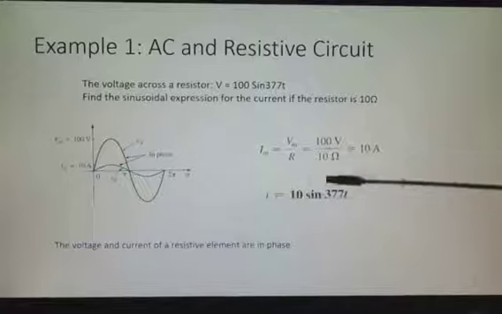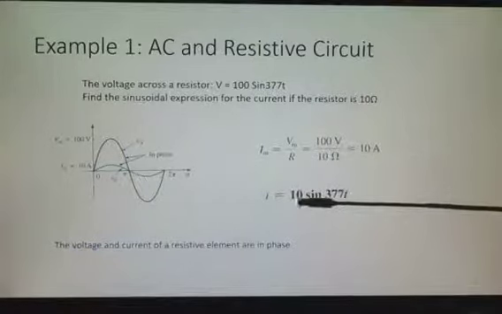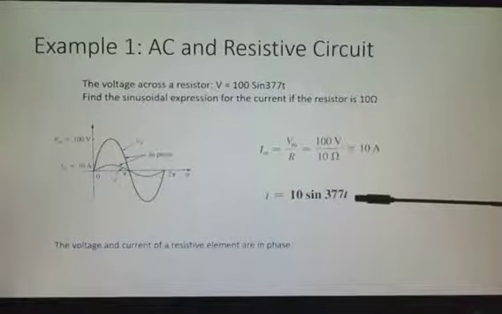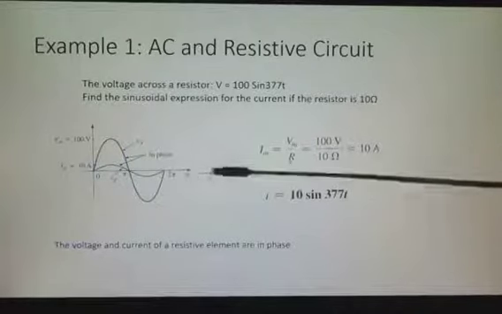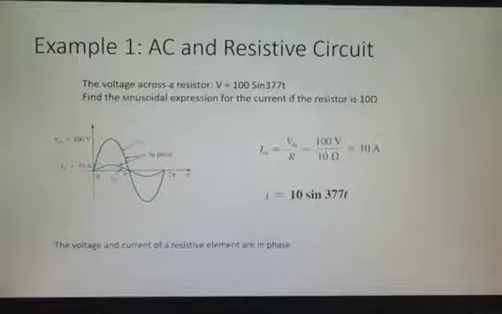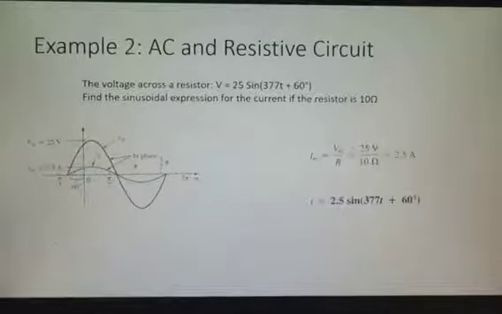So we can just say, since they're in phase, the current is 10 sine of 377t, and the voltage is 100 sine 377t, and here's the drawing of it. The voltage and current in a resistive circuit are in phase.